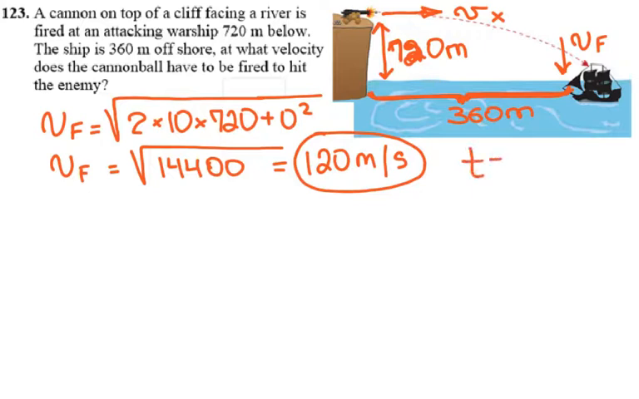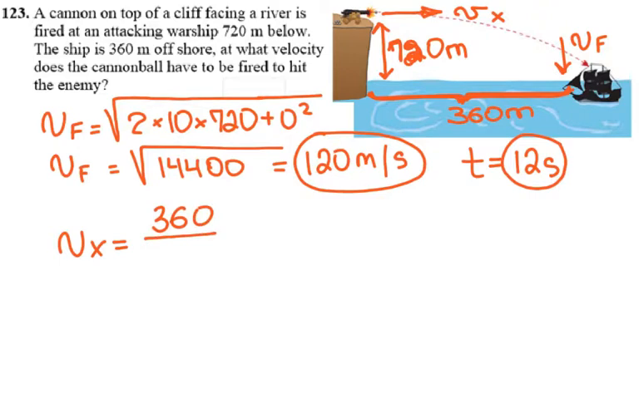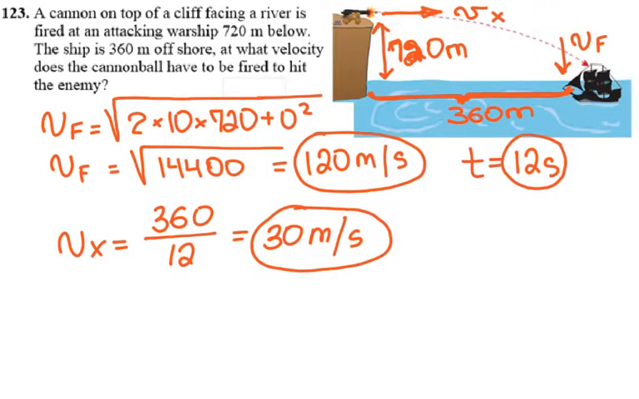That means it was falling down for 12 seconds. If it was falling down for 12 seconds, now I can figure out the horizontal velocity. That is the distance it traveled horizontally, 360, divided by the time, 12 seconds, gives me 30 meters per second. And this horizontal velocity doesn't change, only the vertical velocity changes. So the vertical velocity went from 0 meters per second to 120 meters per second in 12 seconds with acceleration of 10 meters per second squared.